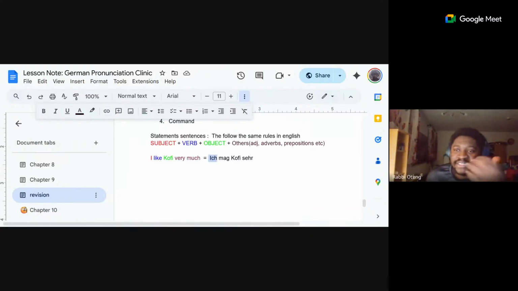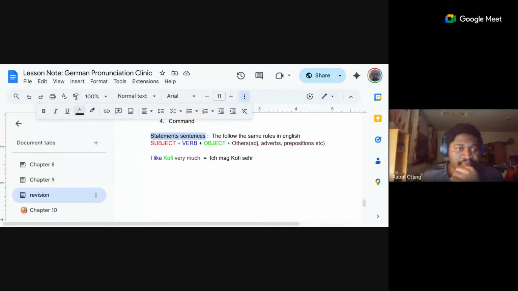So that's statement sentences. Like I said, the structure is the same as in English, only for the main clause. When you have longer sentences in English, we describe them as a main clause and a subordinate clause, that's when you have two sentences joined together. Statement sentences have the same structure in English, except with the Nebensatz, the subordinate clause, which is different from English. That's the only difference between German and English with statement sentences.